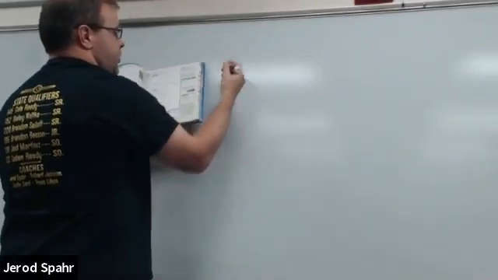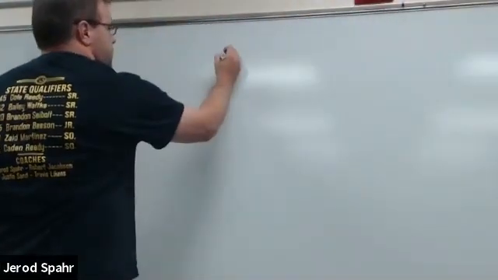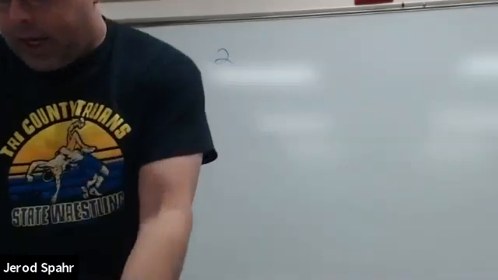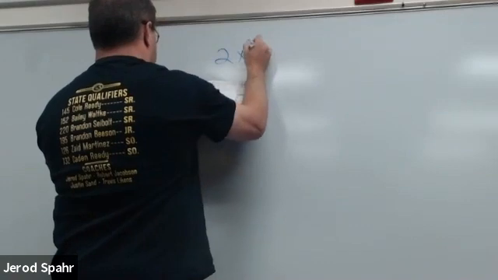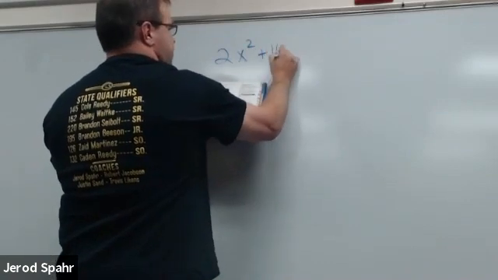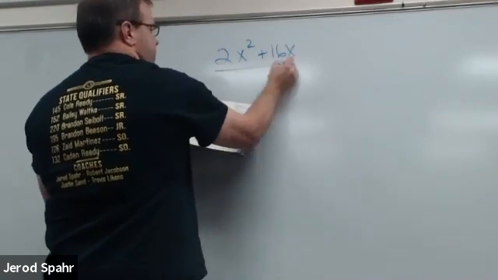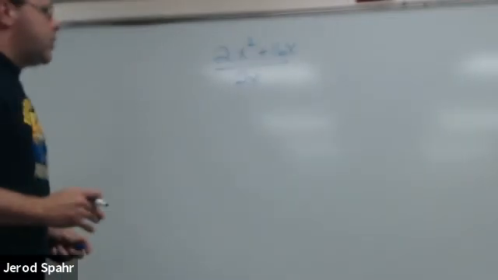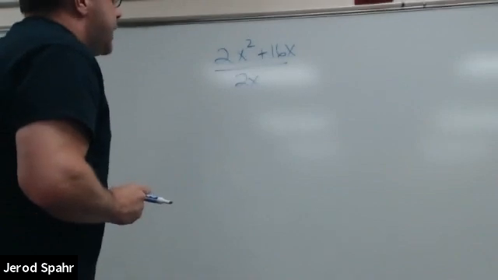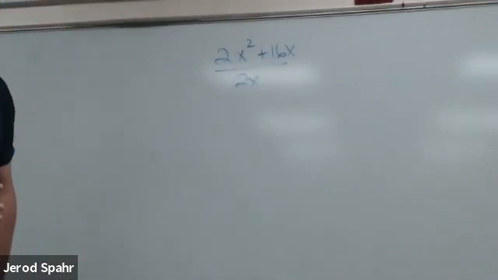We have 2x squared plus 16x divided by 2x. Okay, so we're looking at this one. Well, you know, what can we cancel? What can't we cancel? A couple different ways that we can look at this to simplify it.